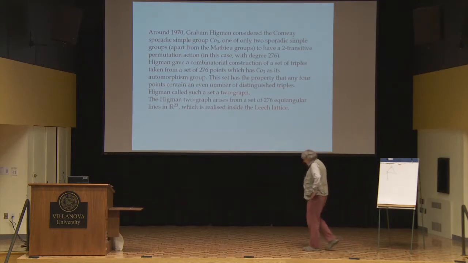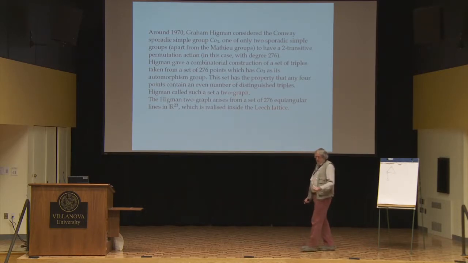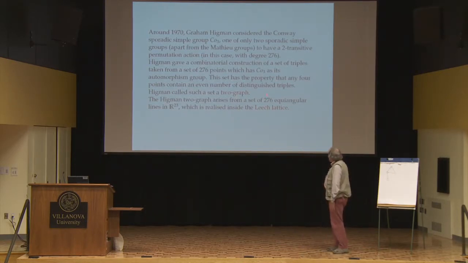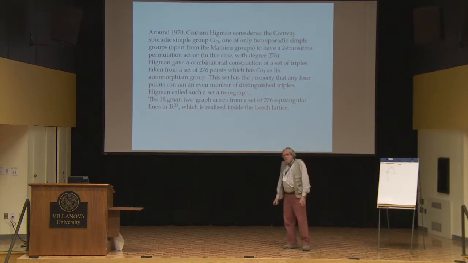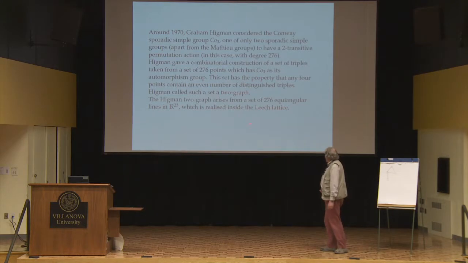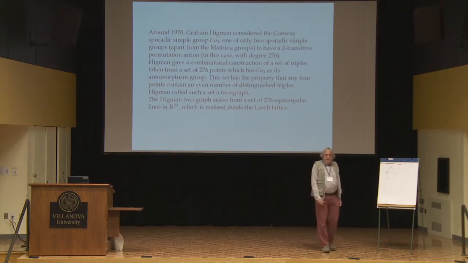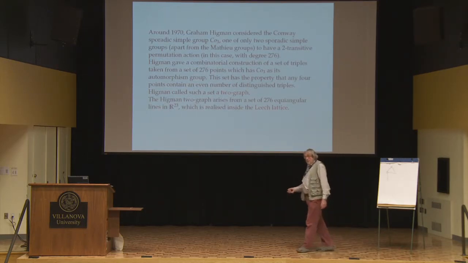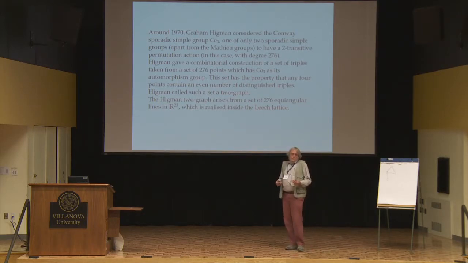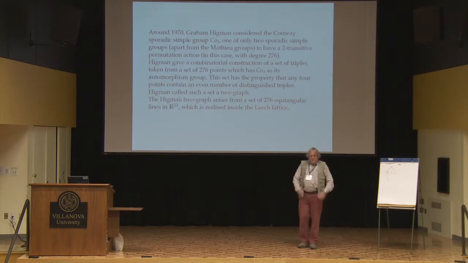And just like the icosahedron with the six diagonals, there's a set of 276 equiangular lines in 23-dimensional space realized inside the Leech lattice, and that's how you identify it with the Conway group in the end. But there is a set of 276 equiangular lines, and the triples of the two-graph can be taken to be the ones where the lines can be switched, can be directed to make acute angles.